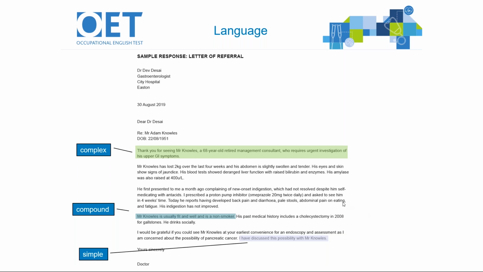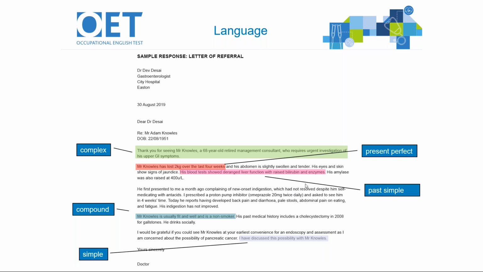This letter also includes a good range of tenses, which again, in this case, are appropriate to be able to communicate the different time frames that the situation is referencing, that it is covering. So we have use of the present perfect. Mr. Knowles has lost 2 kilograms over the last 4 weeks. We have past simple. His blood test showed deranged liver function. Present simple, he drinks socially.